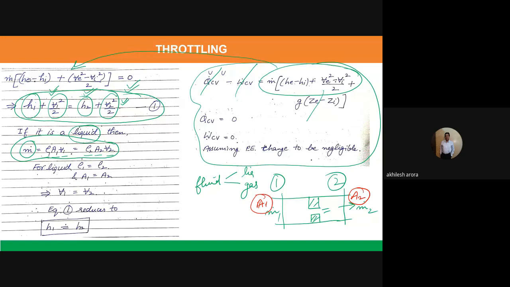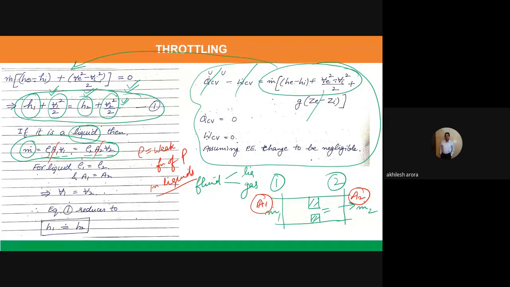And when I say density, see, density is a weak function of pressure in liquids, because there is not much change in the pressure of the liquids actually.